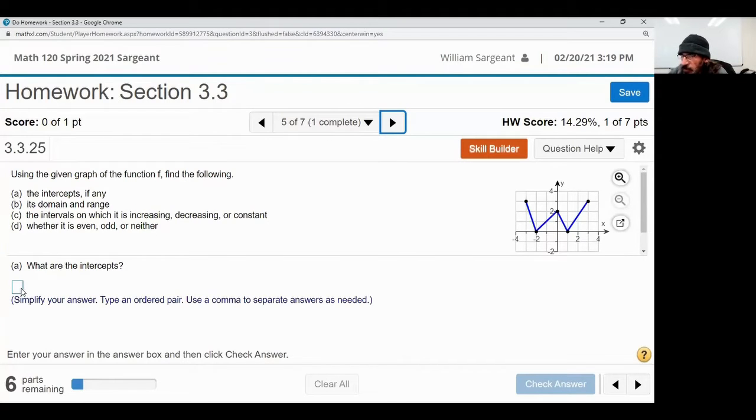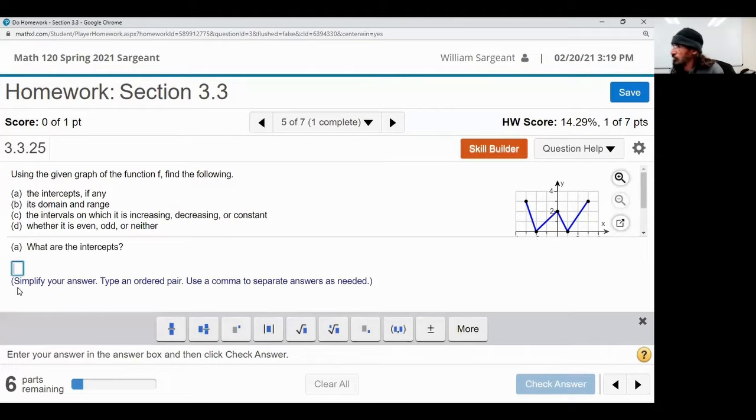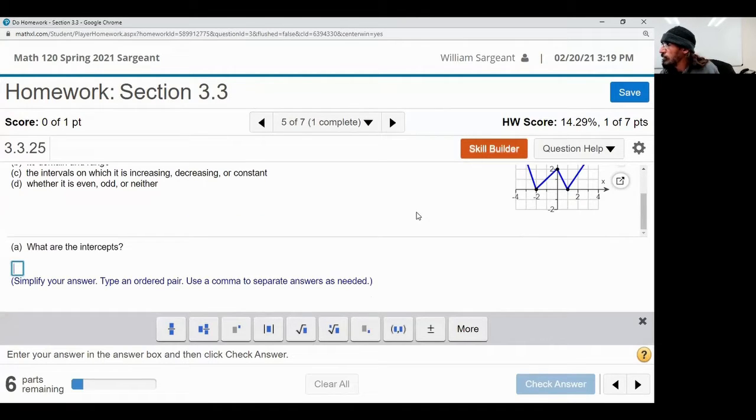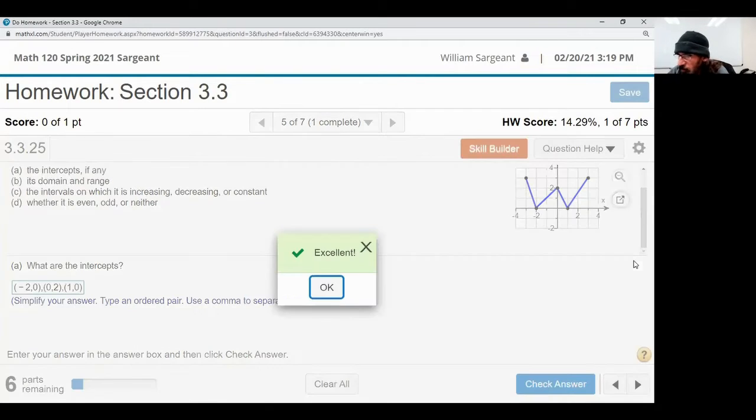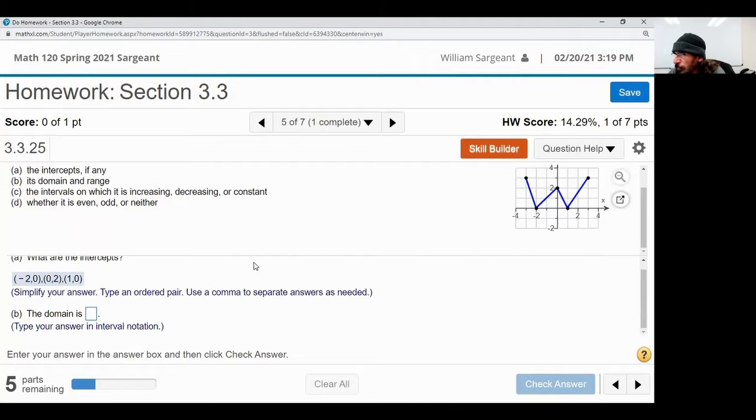Find the intercepts, if any. Okay, this is just a little bit of review going on apparently. So we have an x-intercept at -2, 0. The y-intercept is 0, 2. And another x-intercept at 1, 0. Throwing off any hopes for y-axis symmetry because those x-intercepts are not reflections of each other.